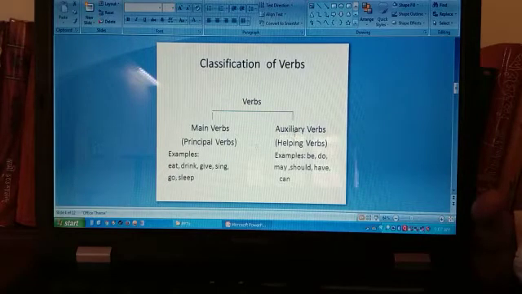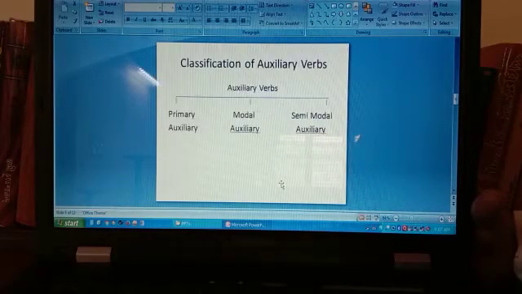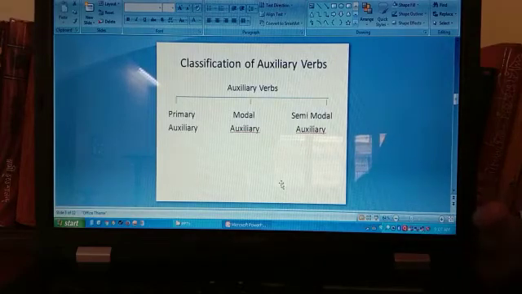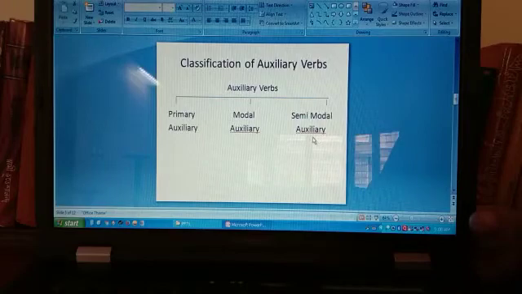And what are auxiliary verbs? These are the helping verbs. Examples are be, do, may, should, have, and can. Now, auxiliary verbs can also be subdivided into three subdivisions. These are known as primary auxiliary, modal auxiliary, and semi-modal auxiliary. So, we will learn about these three main divisions in some detail.